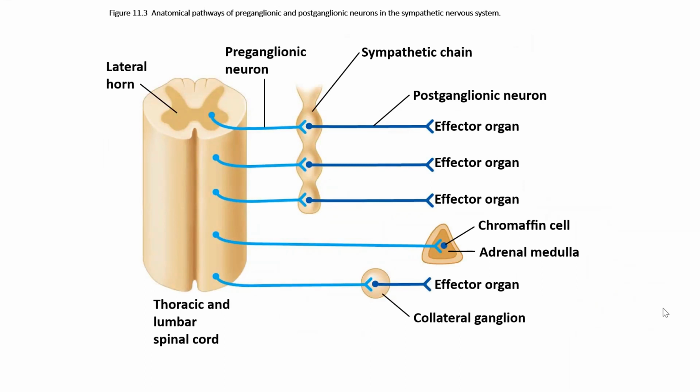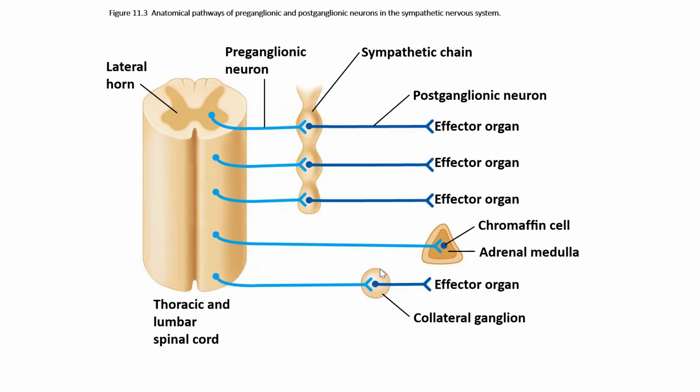So here is what those three routes of communication look like. So we've got fibers coming from T1 to L2 of the lateral horn of the spinal cord. And then the first route is going to be synapsing onto a ganglia that is a part of the sympathetic chain. So an autonomic ganglia that is within the sympathetic chain, and then out to an effector organ. We also have a collateral ganglia that is not a part of the sympathetic chain, and then out to the effector organ.